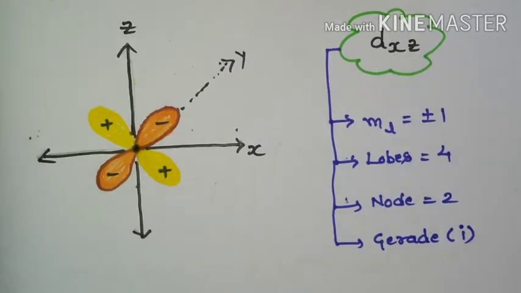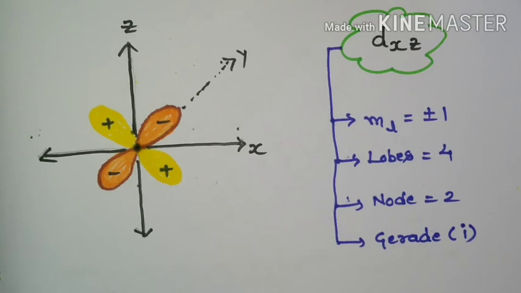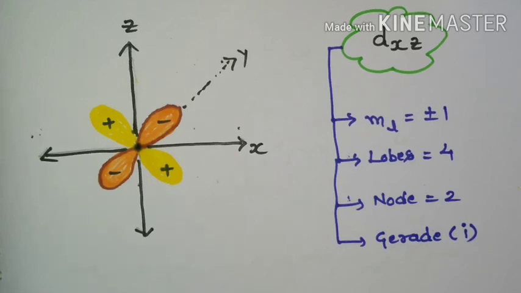Next non-axial d orbital is dxz. This is the shape of dxz. You see the orbitals are oriented in the xz plane. It has magnetic quantum number plus or minus 1, the number of lobes is 4, and this dxz non-axial d orbital has 2 nodal planes, and this is also gerade. That is, this dxz orbital possesses a center of inversion.